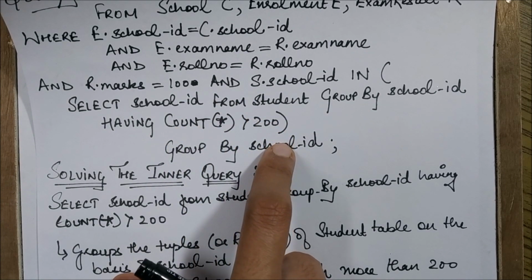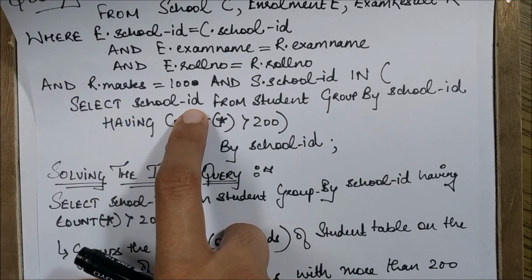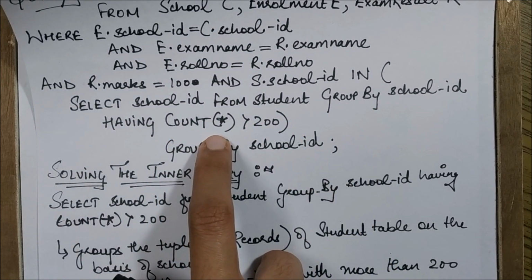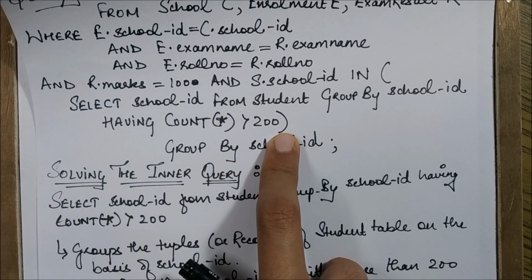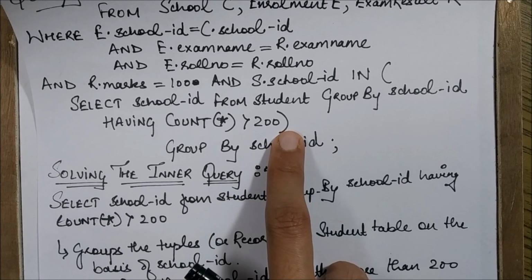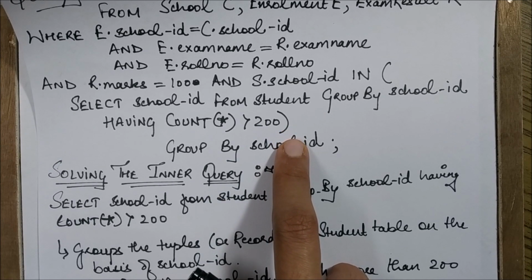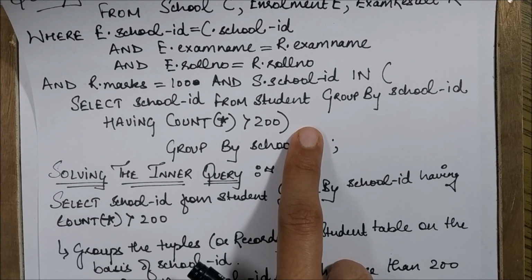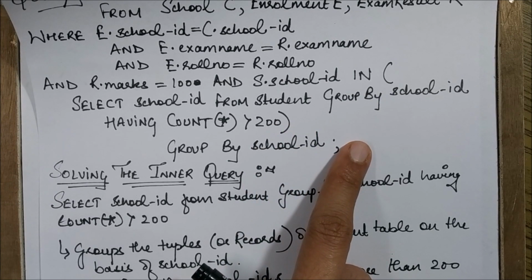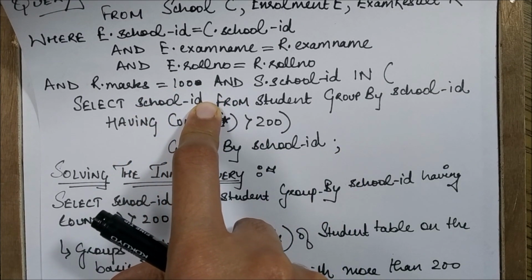Hope this is clear. I'm going to repeat it again. It means that they are going to select the school IDs from the student table where the count of the students is more than 200. Right? So all the schools having more than 200 students. So we won't say at least 200 students. We will say all the schools which have more than 200 students in them. And we are going to get their school IDs.